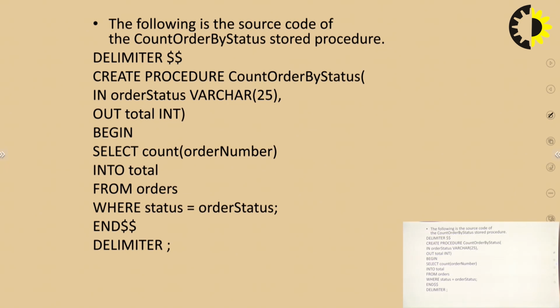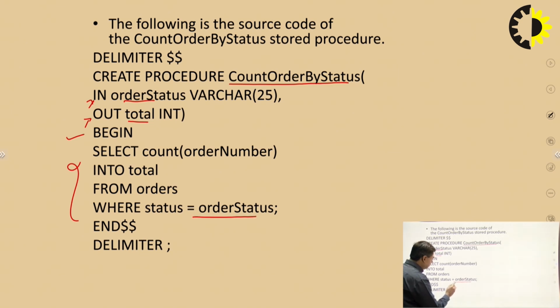This is the stored procedure, and the name of the procedure is count order by status. We are passing two parameters. The first parameter is order status, IN mode, of type varchar with size 25, and the second parameter is total, OUT mode, of type integer. Now the procedure has started. We are counting the orders for the specified order status. If a particular order status matches, it will count the total number of orders and store it in the variable total.